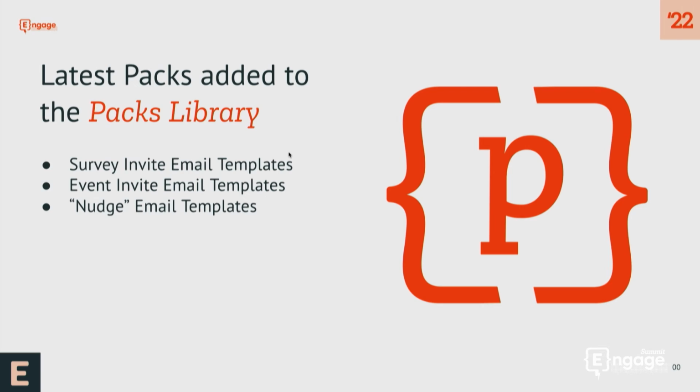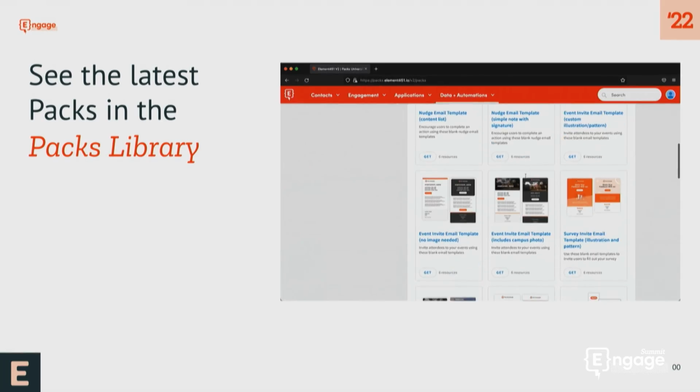Okay, so some recent packs we've added to the library: a number of email templates we've added over the past few months for various use cases, email templates you can use to invite users to fill out surveys, to attend events, and these nudge email templates that can encourage users to complete an action. There are 60 unique email templates in total in our library, so we really hope that you check those out, and you can navigate to them now. If you're an Element user, just log in, go under Data and Automations, and then Packs Library.